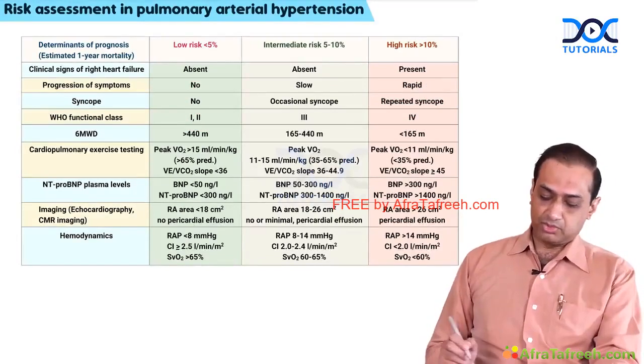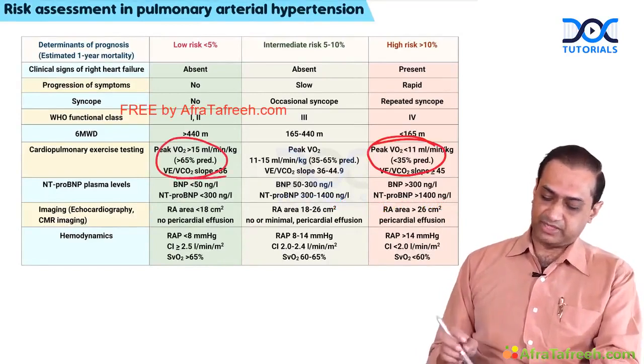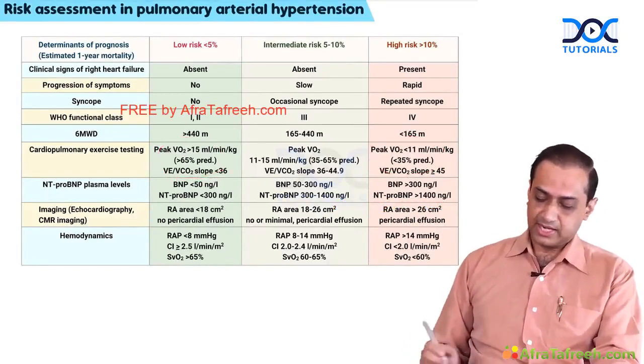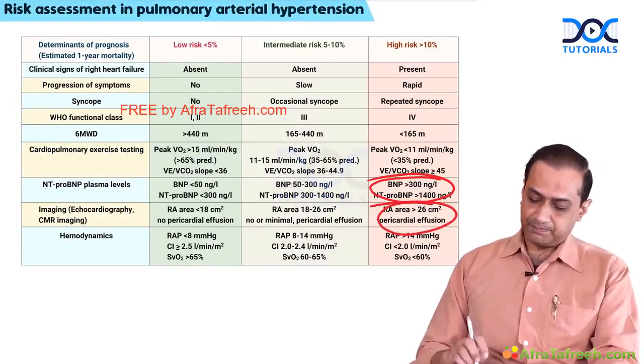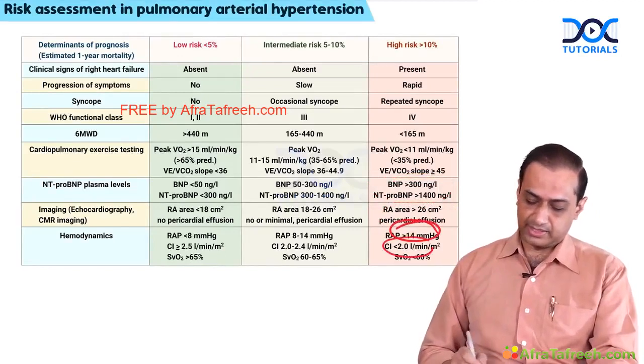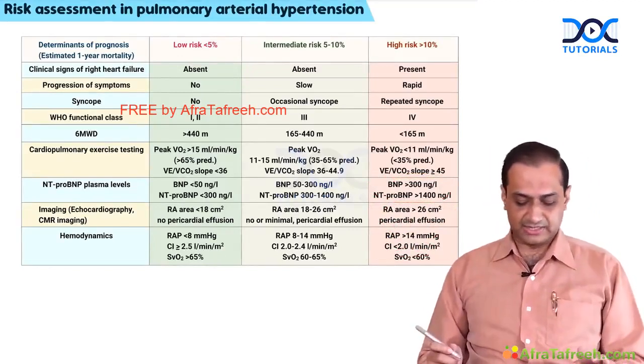VQ, peak VO2 when done by cardiopulmonary exercise testing would show less than 11 versus 15, which is 35 and 65%. NT-proBNP and BNP are elevated, and you can see the RA area more than 26 compared to 8, with RA pressure more than 14, cardiac index less than 2, and SVO2 venous saturation less than 60%.